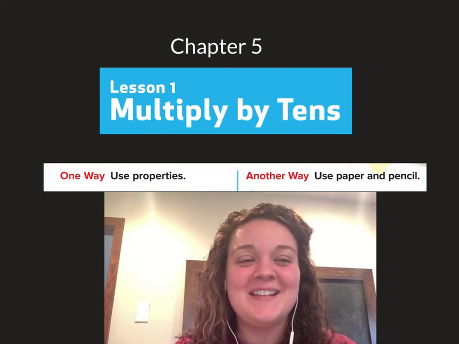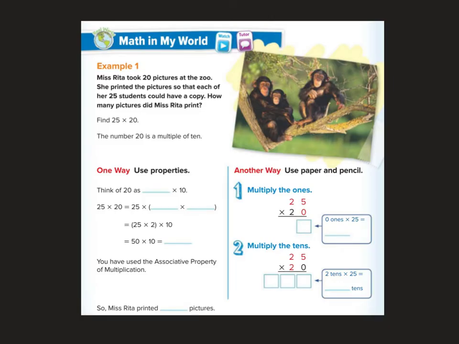So let's get started. Example 1 here says, Miss Rita took 20 pictures at the zoo. She printed the pictures so that each of her 25 students could have a copy. How many pictures did Miss Rita print? So what we're going to have to do here is find 25 times 20.